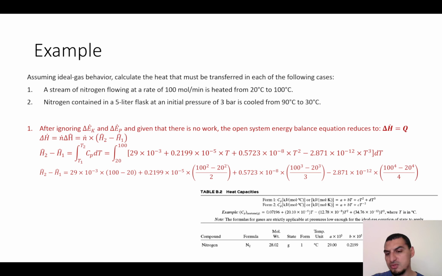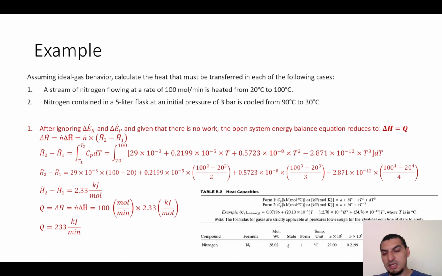It's just time consuming. So delta H is going to be, of course, in kilojoules per mole, because these are the units that we have here, kilojoules per mole Celsius. Now we multiply by Celsius, and it's going to be kilojoules per mole. And finally, we can calculate Q as N multiplied by delta H, and this is what we are going to get in kilojoules per minute, based on the units that we have. So this is the first part.